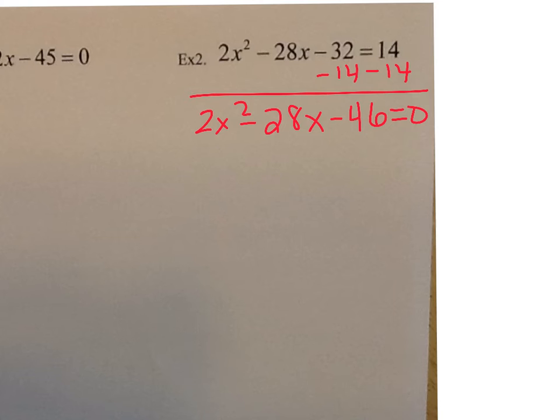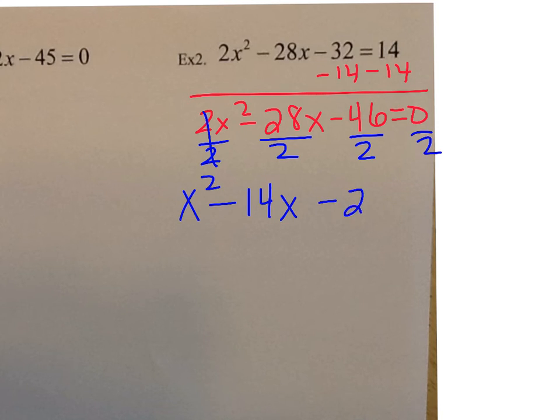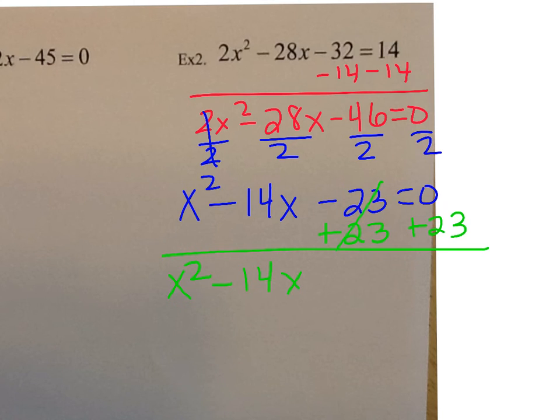All right, now we're not ready to complete the square yet because I have a 2 in front of the x squared. That number has to be a 1. So you're going to divide everything by 2 so that I get x squared minus 14x minus 23 equals 0. Now remember, we're going to move the constant over to the other side so that I get x squared minus 14x equals 23.